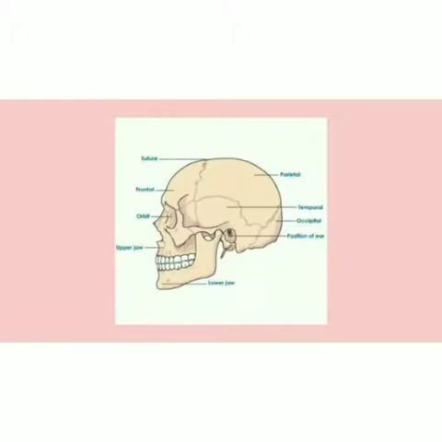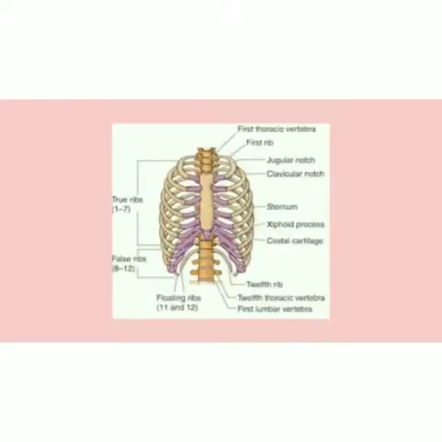To begin with, skull. Skull is the bony framework of the head. It protects the brain. It consists of 22 different bones that are joined together. It is made up of how many bones, children? 22 bones. And they are joined together.